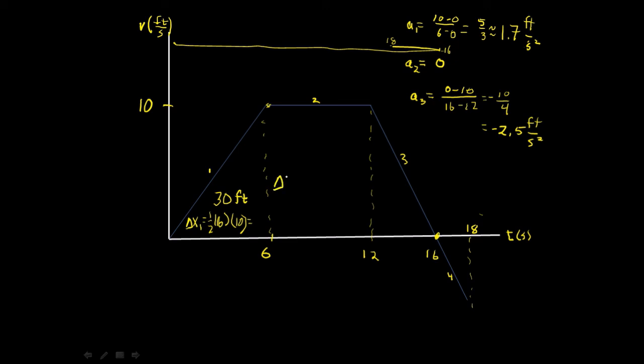Over here is displacement 2. Finding the area of this rectangle, this length is 6. This height is 10. So it's 6 times 10. It moves 60 feet. Why did it move 60 feet in the same amount of time, 6 seconds, where over here it only moved 30 feet? Because over here it started at 0 and had to speed up to 10 feet per second. Here it was already moving 10 feet per second the whole time. Make sense?